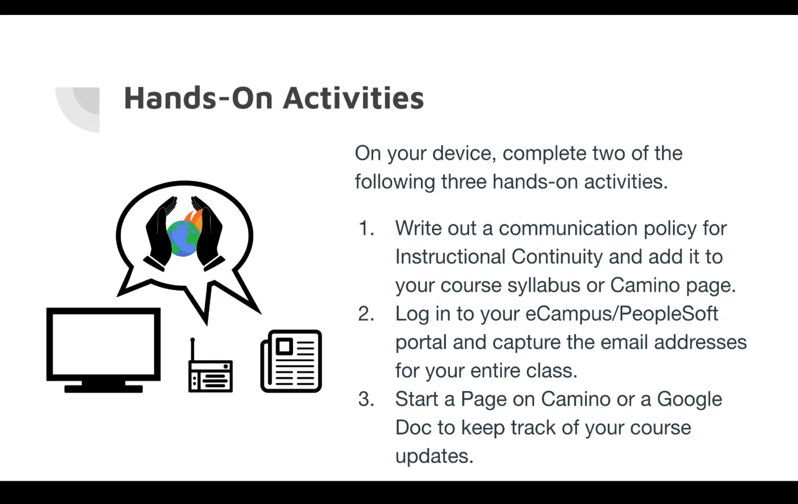In this workshop, we'd like you to complete 2 of the following 3 hands-on activities. First, write out a communication policy for your instructional continuity plan and add it to your course syllabus or Camino page. Secondly, log in to your eCampus or PeopleSoft portal and capture the email addresses for your entire class. Third, start a page on Camino or a Google Doc to keep track of your course updates.